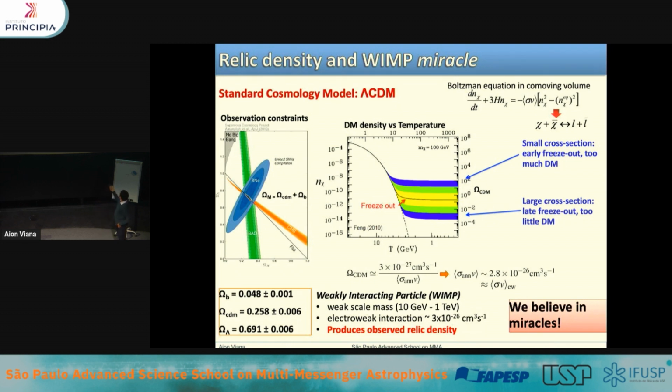Now, this is a very important number, and it's normally the number that we always try to probe with experiments and things like that.